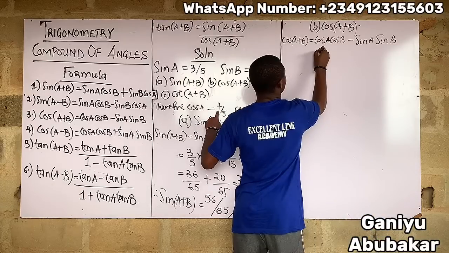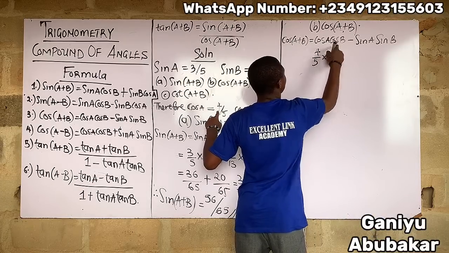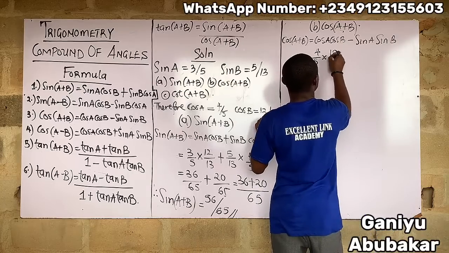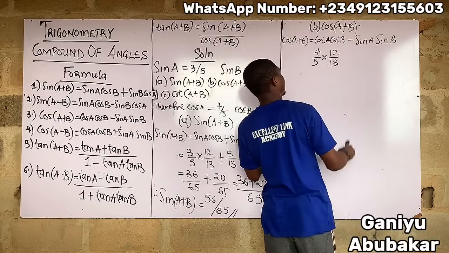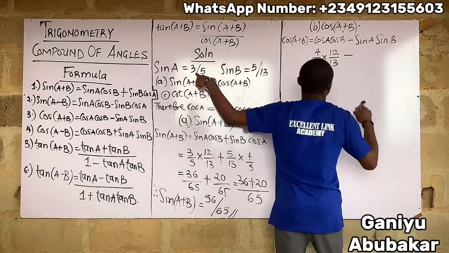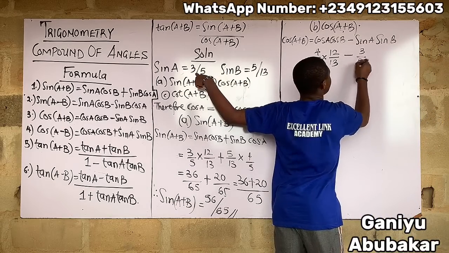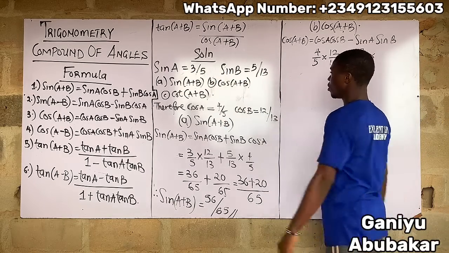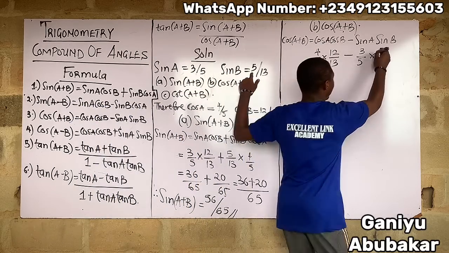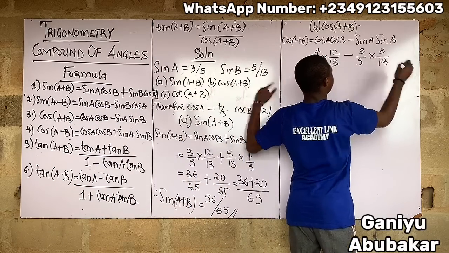4/5. So I have 4/5 multiplied. What's cos B? That's 12 over 13. What's sine A? 3/5. Multiply. What's sine B? 5 over 13. I have 5 over 13.